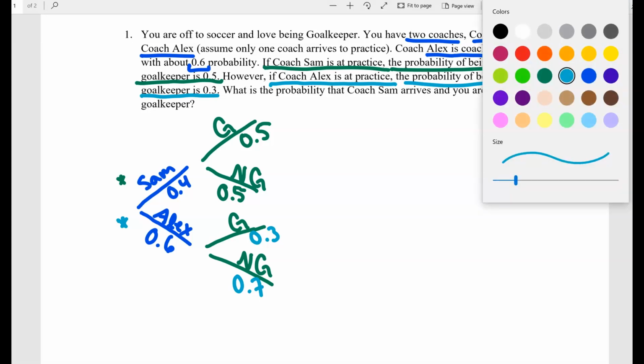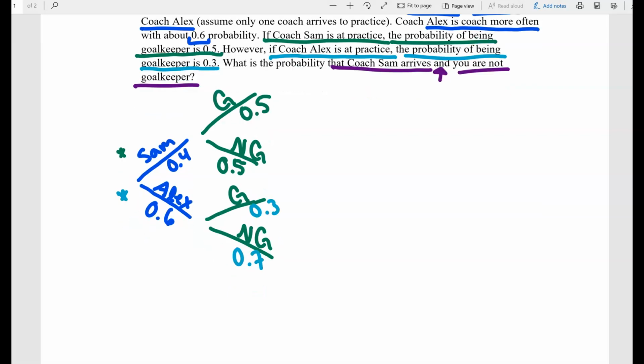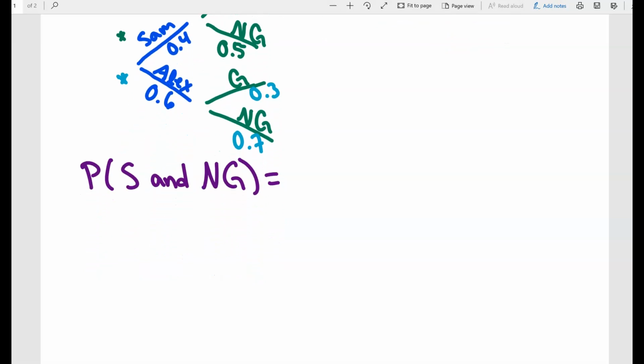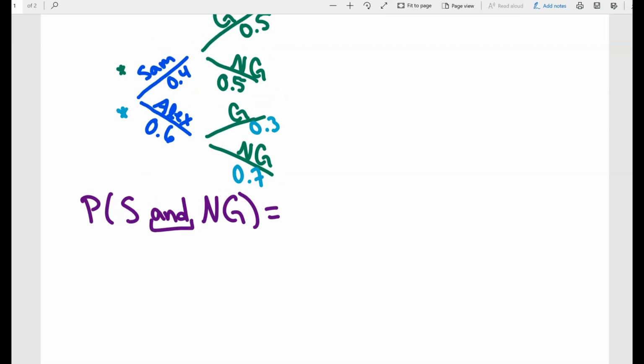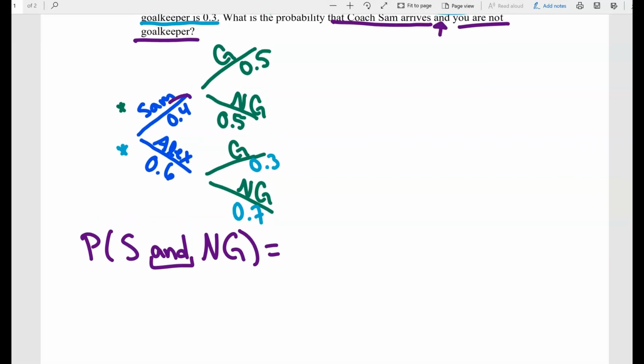So here it says, what is the probability that Coach Sam arrives and you are not goalkeeper? So let's write it out. Probability that Sam appears and you are not goalkeeper. Okay, so notice that here is a multiplication because you have the word and. And not only that, but two things are occurring. First, Coach Sam appears, and then you are not goalkeeper. So where are those probabilities? Coach Sam appears 0.4 of the time.